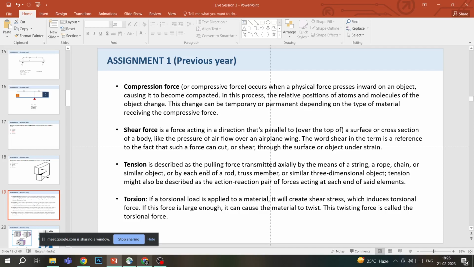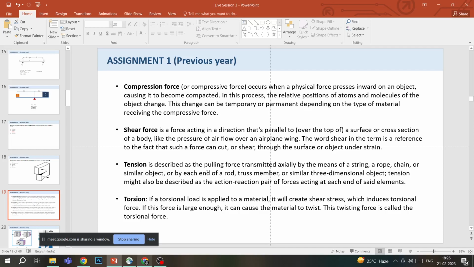This change can be temporary or permanent, like we discussed. For example, a spring, when you compress it, comes back again, so it's temporary. While if you put a lot of compressive force on steel, it results in permanent deformation. So it basically depends on the kind of material and how that material reacts to this kind of force.